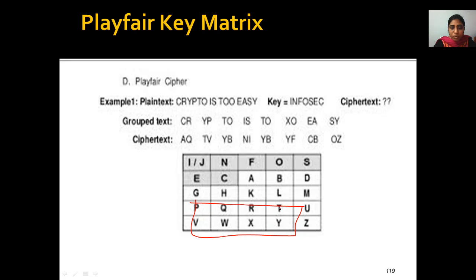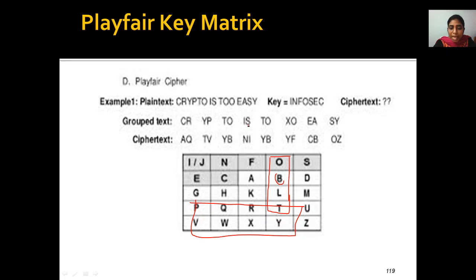So what do we have to take? We have to take T and V. So similarly T and O. So T and O is a column value. So when you are taking T and O, it is replaced with Y and B. So it is replaced with Y and B.